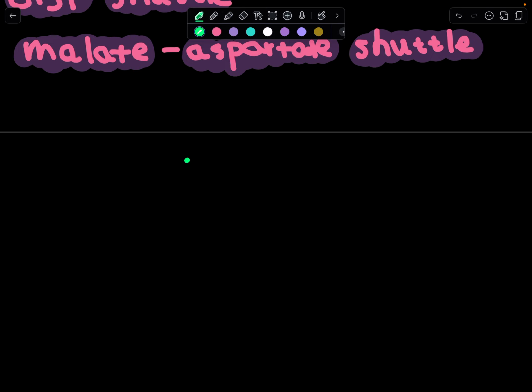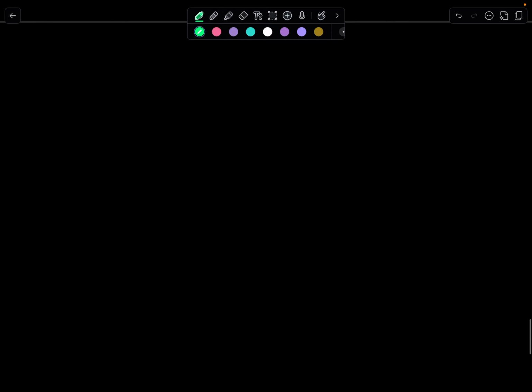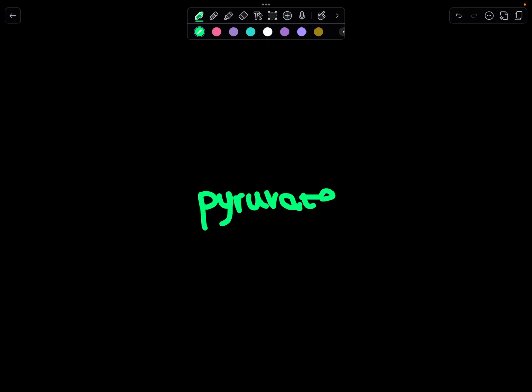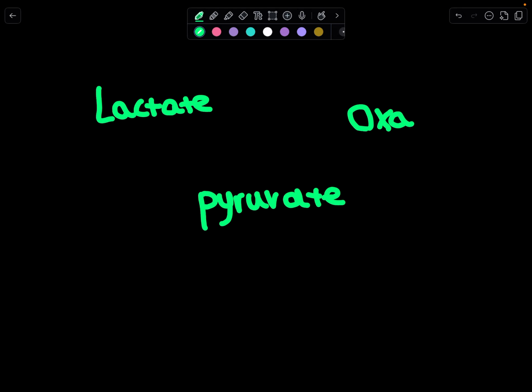Pyruvate is indeed a metabolic crossroads, acting as a key hub after glycolysis. It can go four main ways depending on the cell's needs and conditions. First, under aerobic conditions, pyruvate enters the mitochondria and is converted to acetyl-CoA by pyruvate dehydrogenase, feeding into the citric acid cycle to produce energy. Second, in low oxygen conditions, like during intense exercise, pyruvate is reduced to lactate in the cytosol by lactate dehydrogenase, regenerating NAD+ to keep glycolysis going.